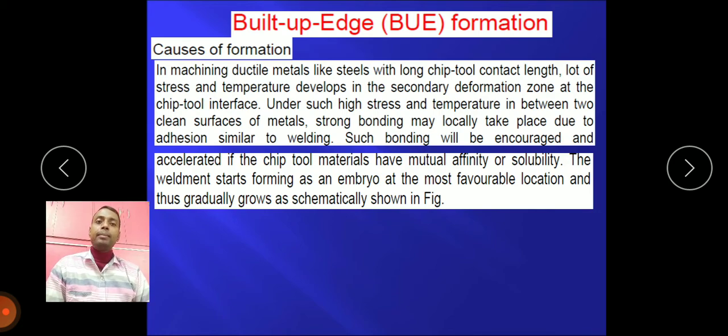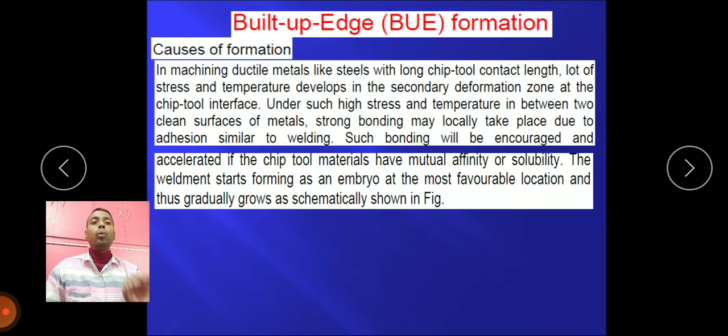In machining ductile material like steel with a long chip-tool contact length, lots of stress and temperature develop in the secondary deformation zone at the chip-tool interface. Under such high stress and temperature, between two clean surfaces of metal, strong bonding may locally take place due to adhesion, similar to welding.